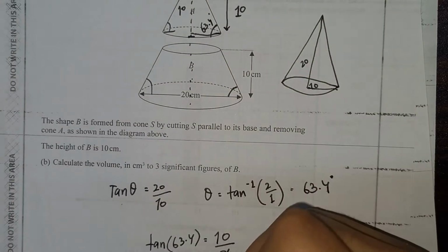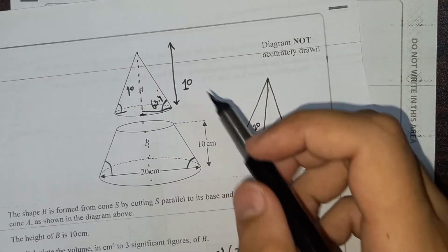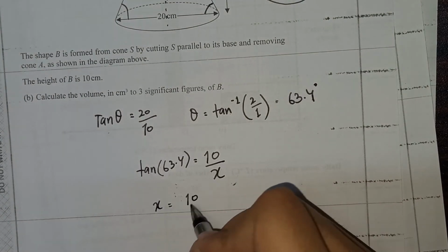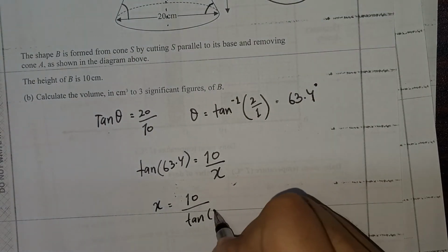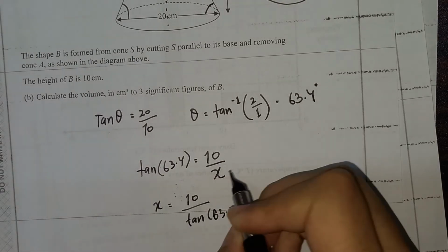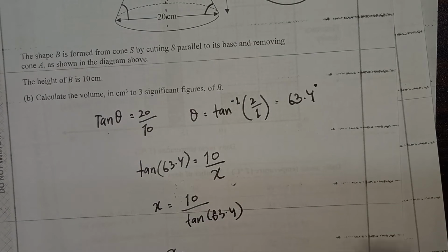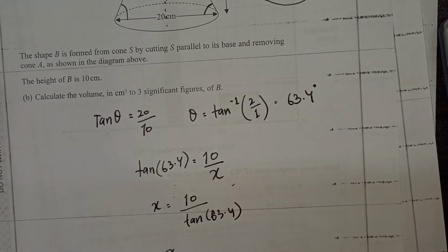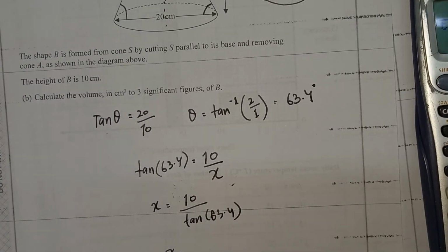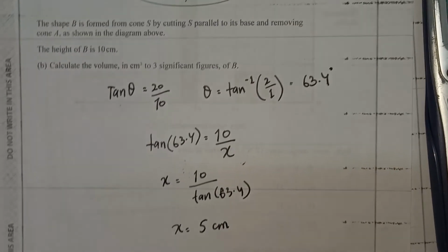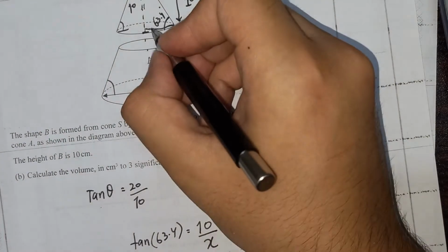Tan 63.4, we have the angle already. Okay, so now x is equal to 10 divided by tan 63.4, because x moves over there and tan moves over here as division. So now, using our calculator, we get 5.00, which gives us 5 centimeters as the radius.